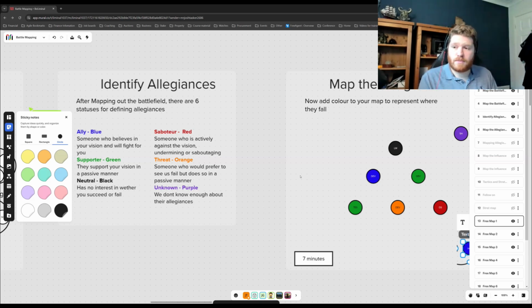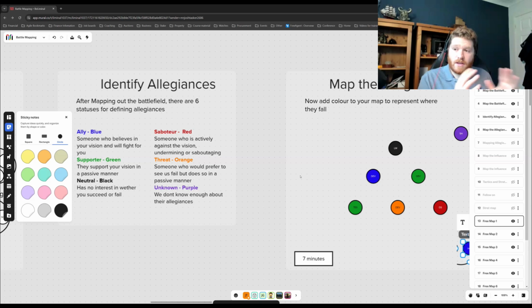And then you'll have your neutrals. The neutrals you'll put into black, and that is because they do not care if you succeed or fail. So if you're migrating data, or migrating a database, they're the kind of person that goes, don't really care, don't really understand. If it works, it doesn't affect me. They're the people that actively don't care.